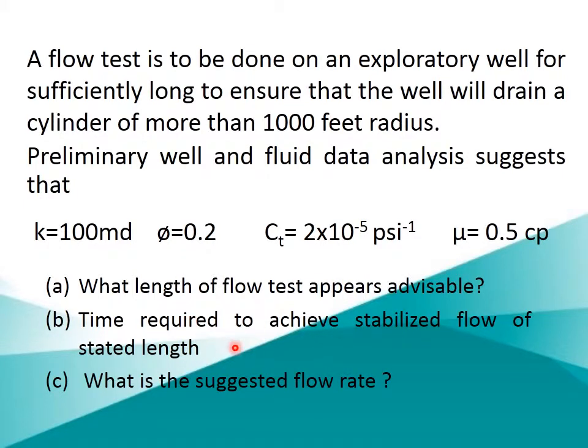Next, the question in B, time required to achieve stabilized flow of stated length. The question in B refers back to the question in A. It refers to the length that we have chosen to conduct the flow test. So we have to take the value of the length from A to be plugged into a formula, given later, to answer the question in B. So now let us answer B.